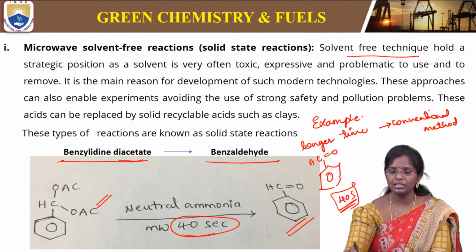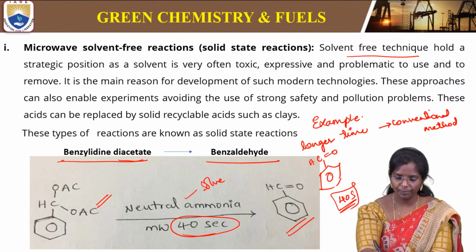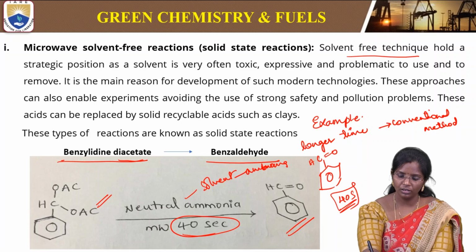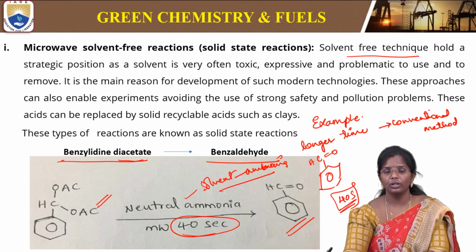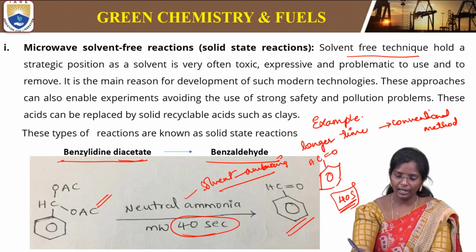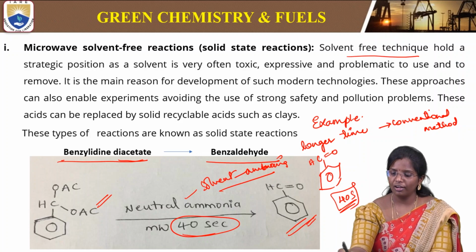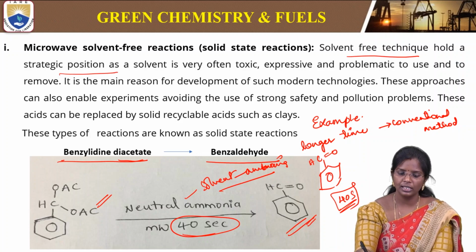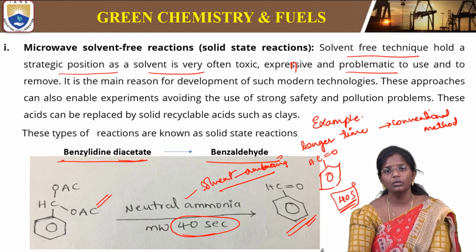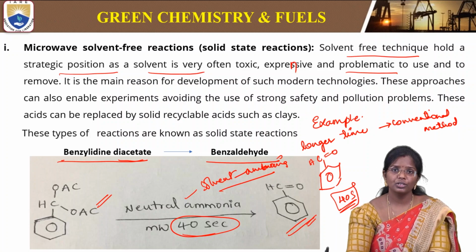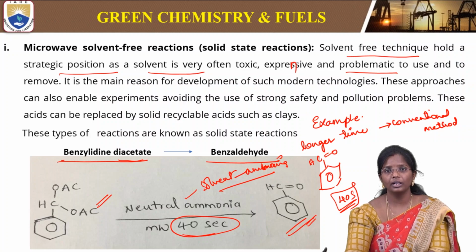So solvent-free techniques are also used, because the solvent is like ammonia used here. That can sometimes be replaced, using only solid state reactions, which helps in safer methods. So solvent free techniques hold a strategic position, as solvent is very toxic, expensive, and problematic to use and to remove. And also recycling of this solvent is very important after its usage. So it is always better to avoid these solvents. That is how green chemistry works.